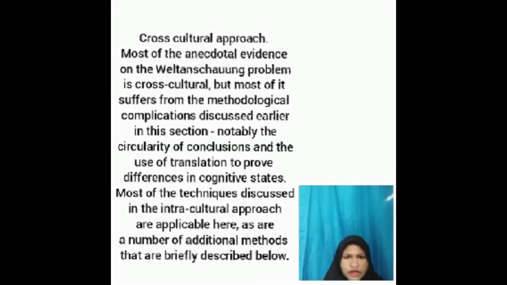Cross-cultural approach. Most of the anecdotal evidence on this problem is cross-cultural, but most of it suffers from the methodological complications discussed earlier in this section, notably the circularity of conclusion and the use of translation to prove difference in cognitive states. Much of the techniques discussed in the intracultural approach are applicable here, as are a number of additional methods that are briefly described below.